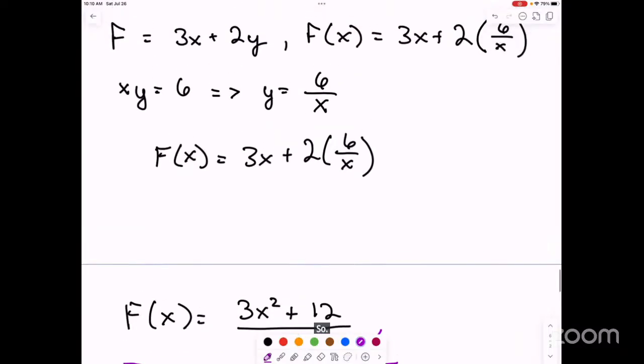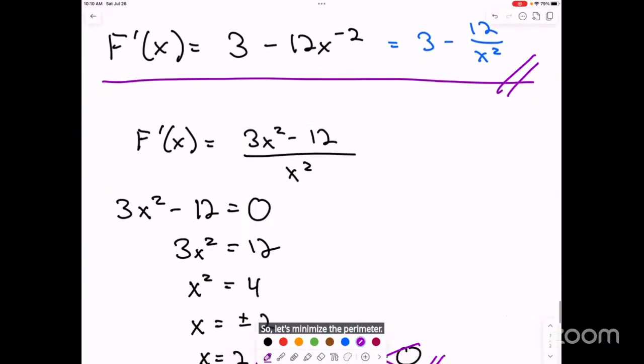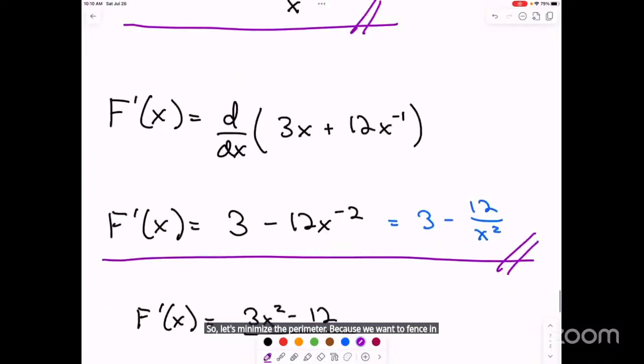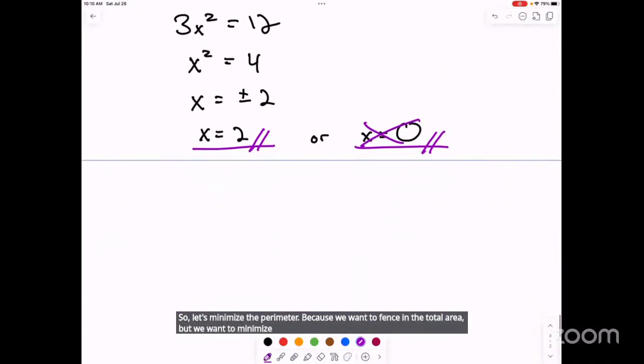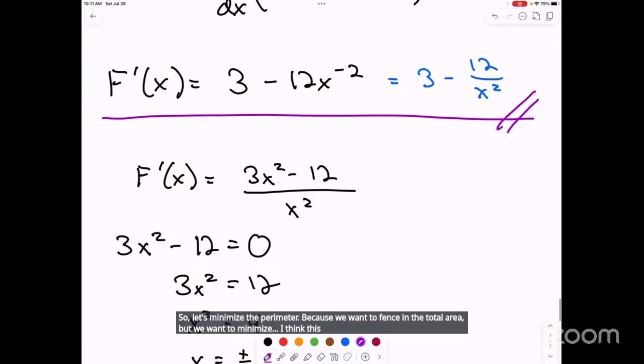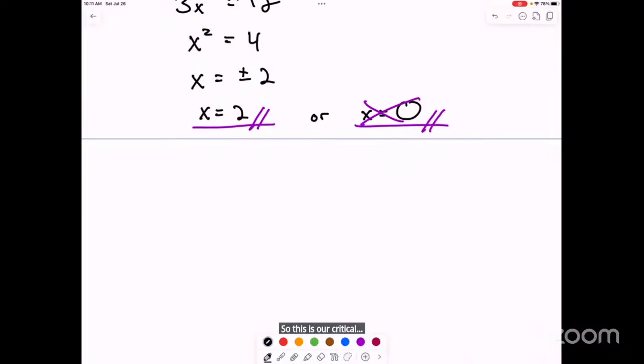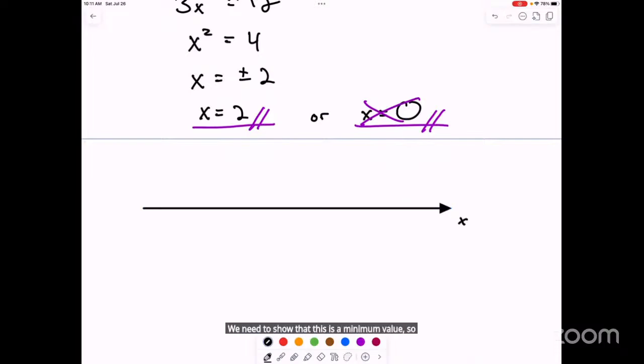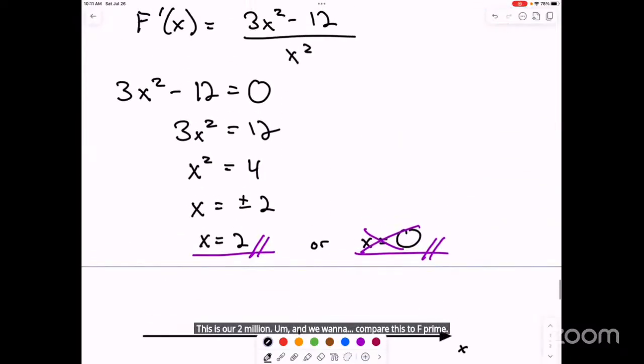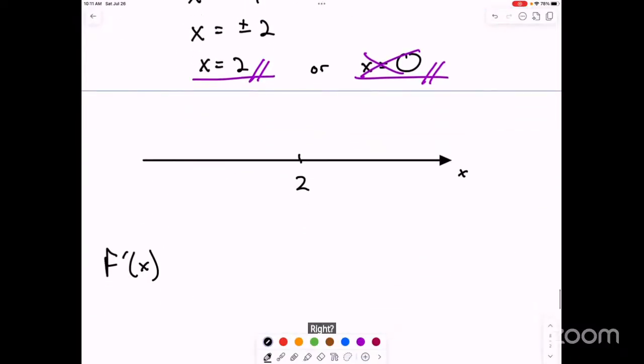So let's minimize the perimeter, because we want to fence in the total area, but we want to minimize. Let's minimize f. So this is our critical value. We need to show that this is a minimum value. So this is our x, this is our 2 million, and we want to compare this to f prime. And the derivative of this guy should give us a 0.